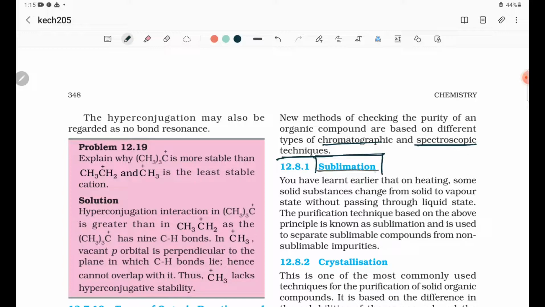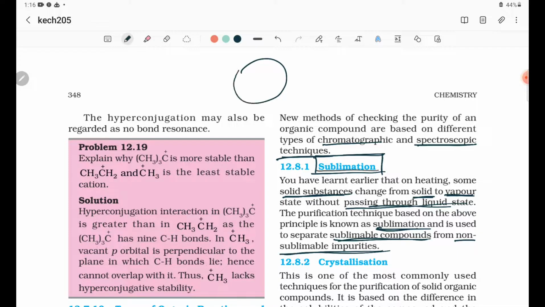So what is sublimation? Sublimation means that a solid substance directly changes to vapor without passing through the liquid state. The purification technique based on the above principle is known as sublimation. In this method, the sublimable compounds are separated from non-sublimable impurities.